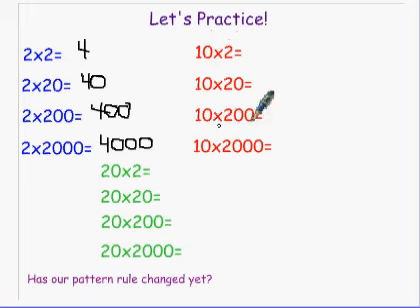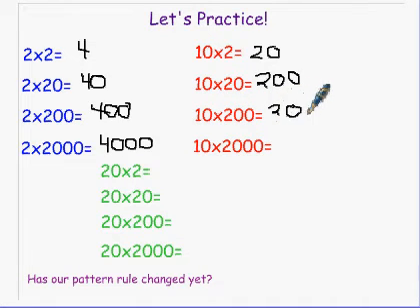Remember to count all of the zeros in your problem when you do ones like these. 10 times 2, that's 20. 1 zero, 1 zero. 10 times 20, let's see, 1 times 2 is 2, and I've got 2 zeros in my problem, so I'm going to put 2 zeros in my solution. 10 times 200, that's going to be 2,000. And 10 times 2,000 is going to be 20,000.